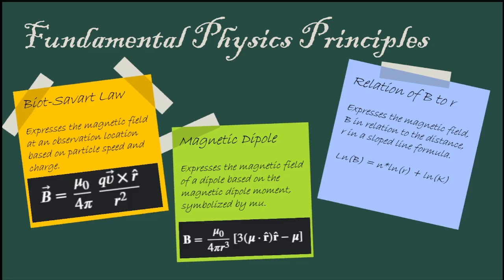Here are some fundamental physics principles that we'll need to have for this lab. First up is the Biot-Savart law. This expresses the magnetic field at an observation location based on particle speed and charge. The magnetic dipole formula, which expresses the magnetic field of a dipole based on the magnetic dipole moment, symbolized by mu. And the relation of B to R, which expresses the magnetic field B in relation to the distance R in a sloped line formula, where ln of B equals n times ln of R plus ln of K.